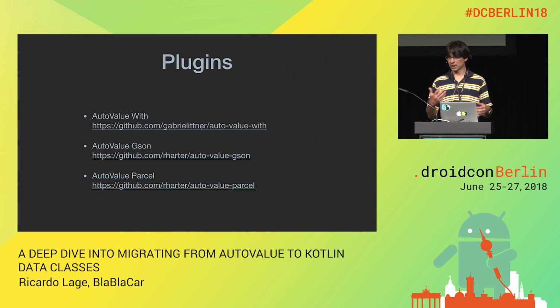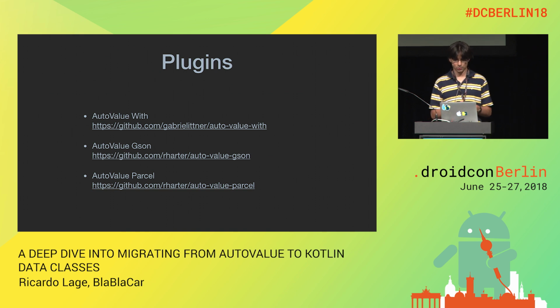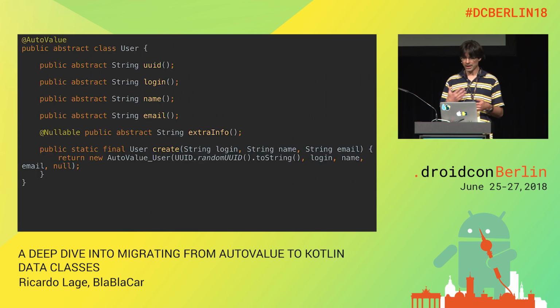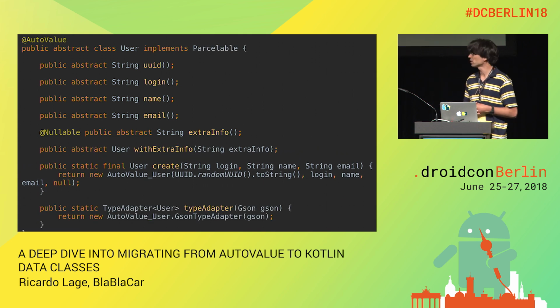In addition, there are these plugins that I mentioned before. AutoValue has this powerful plugin system where you can add more things to generate code for your class. In our project, we use these three. So AutoValue Gson for serialization, and AutoValue Parcel for the Parcelable implementation. And with these plugins in place, all you have to do is add the header of the things you're interested in. So for Parcelable, you just have to say that your class now implements Parcelable.